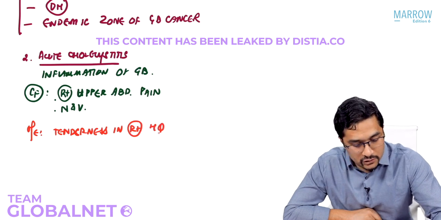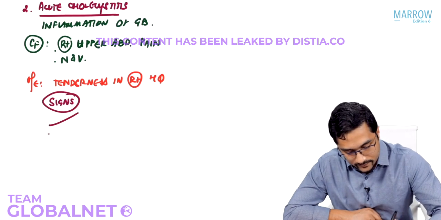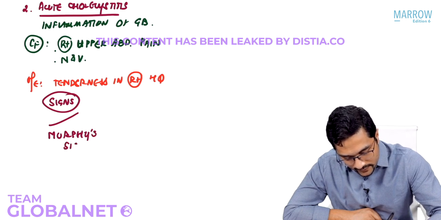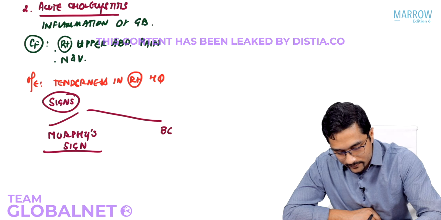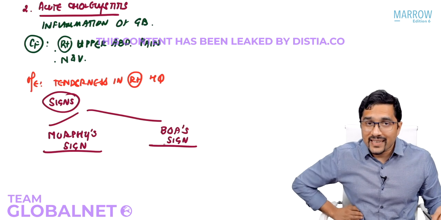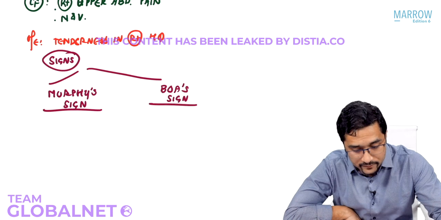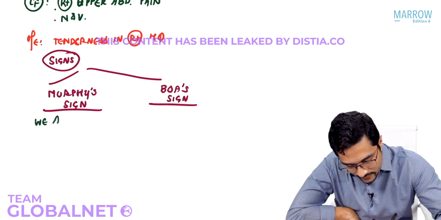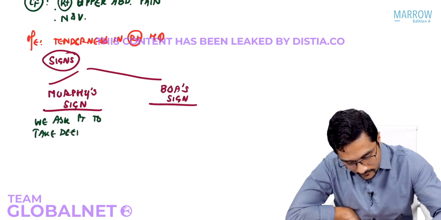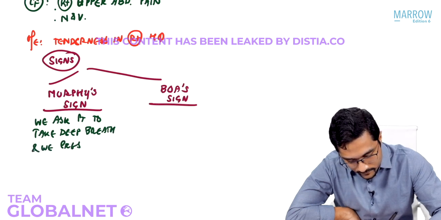And there are two signs which you should know about. First sign is the Murphy's sign, and the other one is the Boas sign. Now, what exactly is Murphy's sign? Murphy's sign is not tenderness in the right hypochondrium. Mind you, it's not tenderness in the right hypochondrium. Murphy's sign is we ask the patient to take a deep breath, and we press in the right hypochondrium.